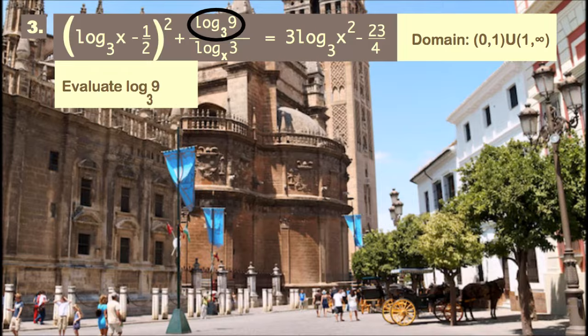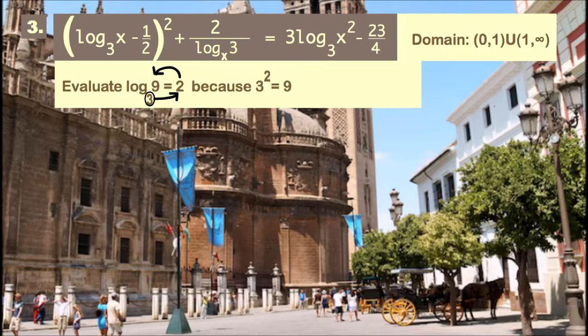The first thing we want to do here is evaluate log base 3 of 9 to get it out of the way, since it's super simple. It's equal to 2, because 3 squared is equal to 9.